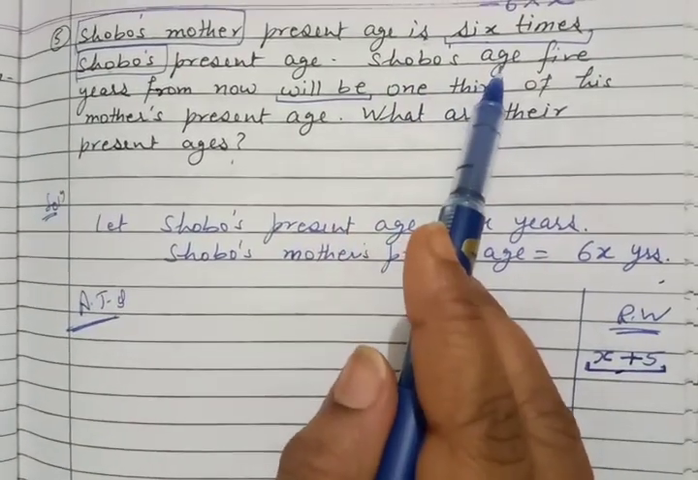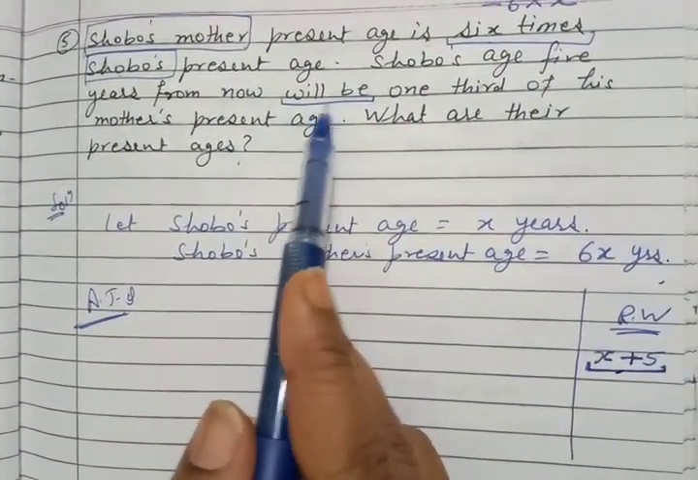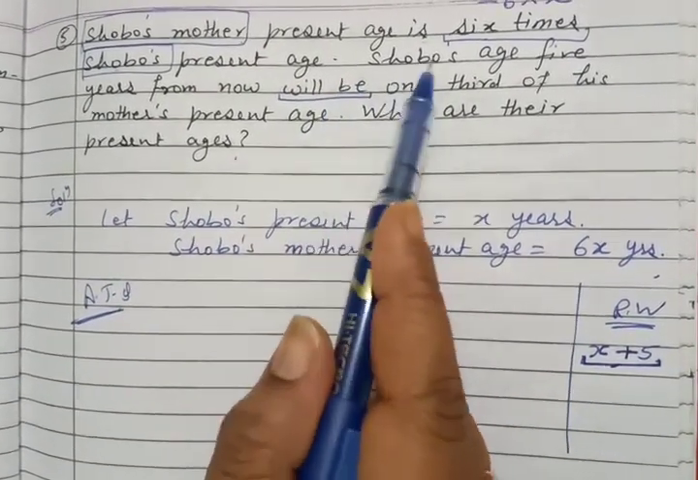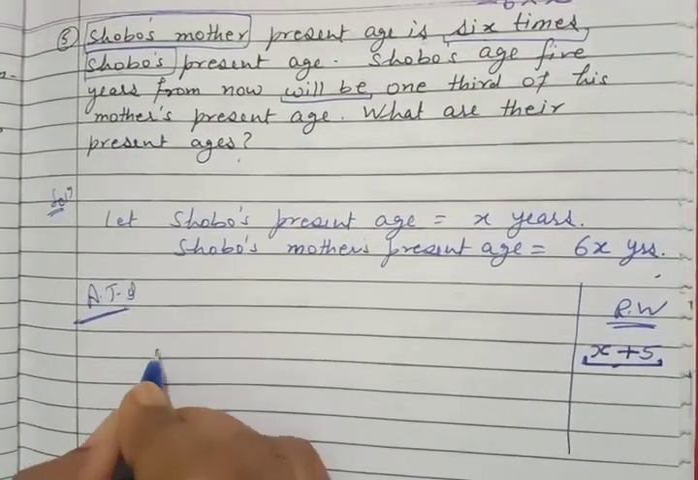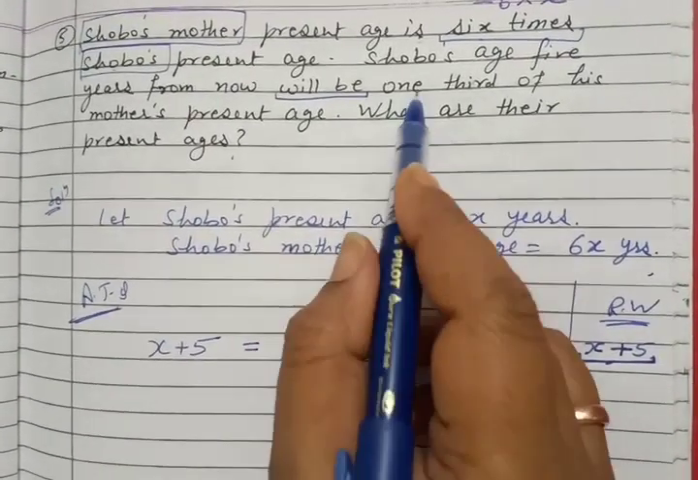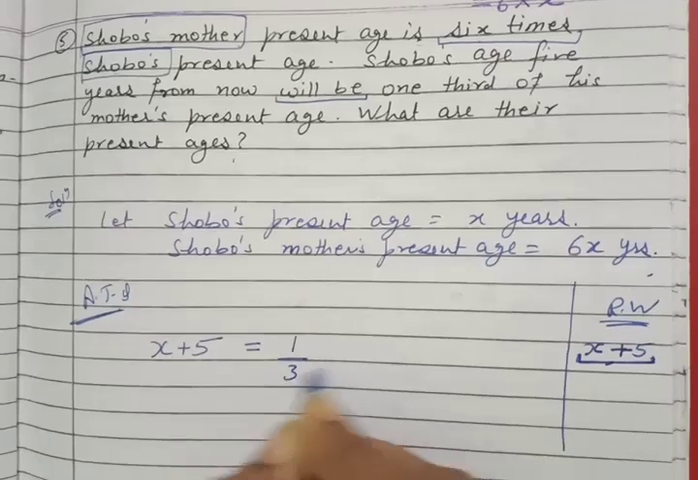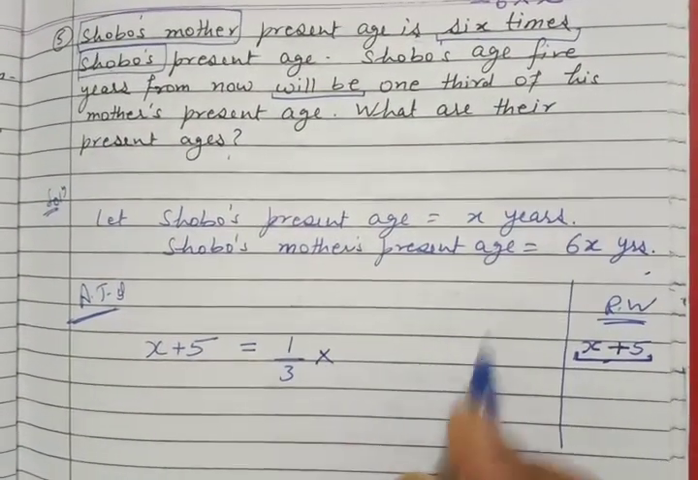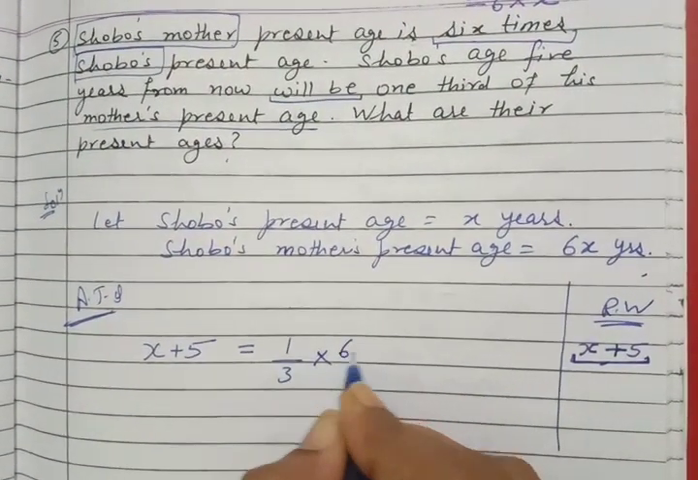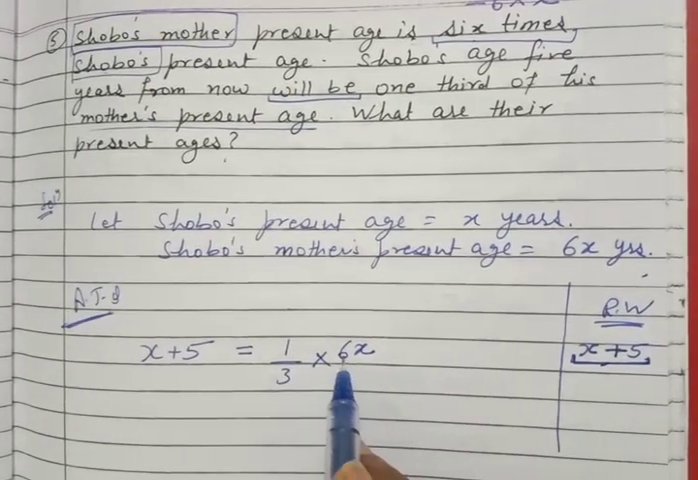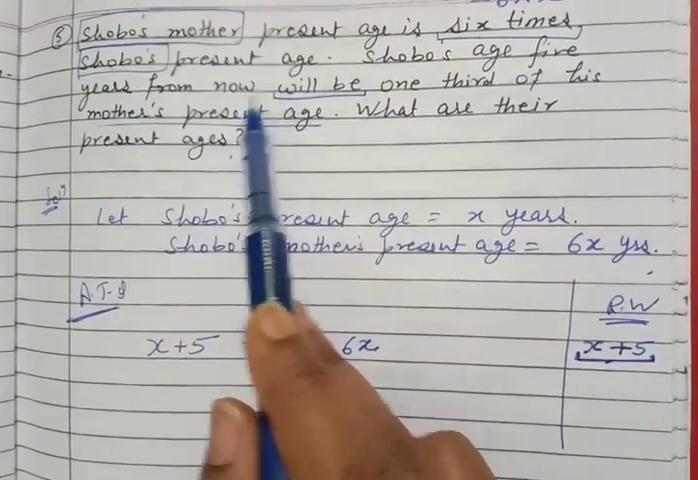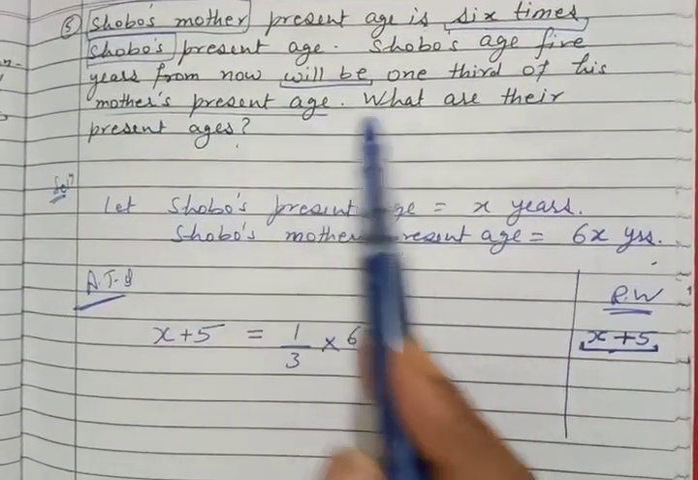So Shobo's age 5 years from now will be, and this helping verb tells us that equal sign is also there. This is the age of Shobo. Will be means equal. 1/3 means 1/3. Of means multiply. This is the main thing. His mother's present age. Present age of mother is 6x. You will not add 5 years in mother's age. It is not written. Shobo's age 5 years from now will be 1/3 of his mother's present age.